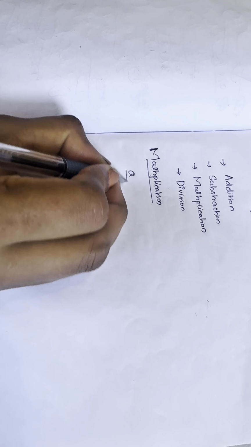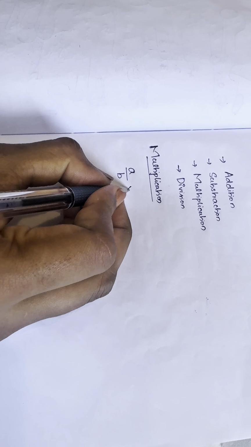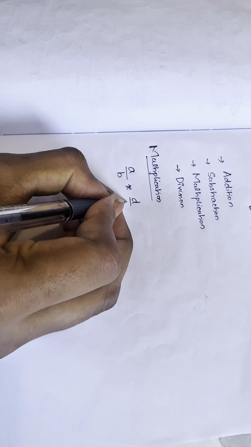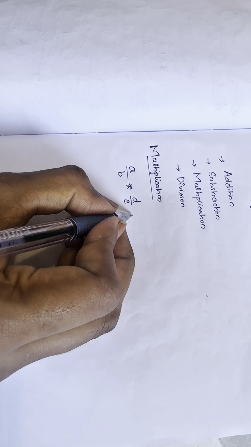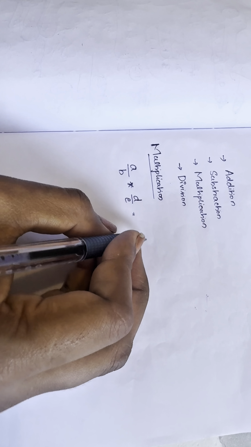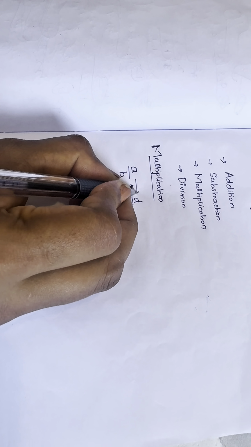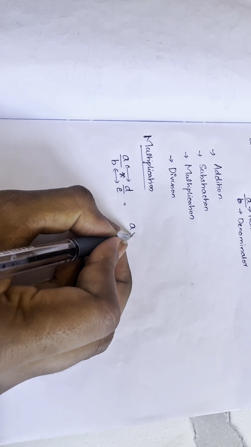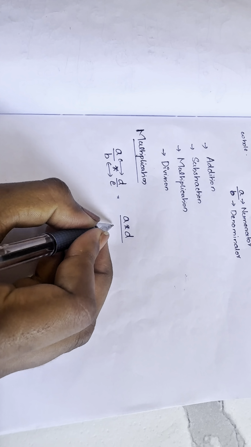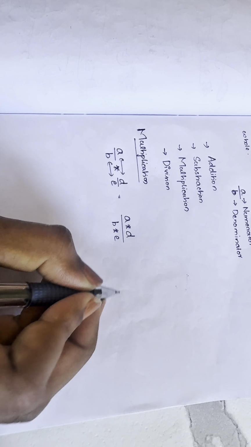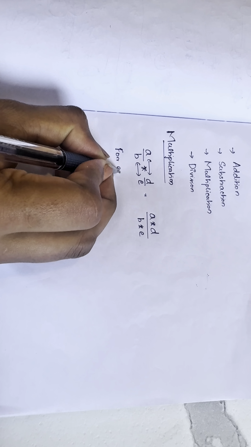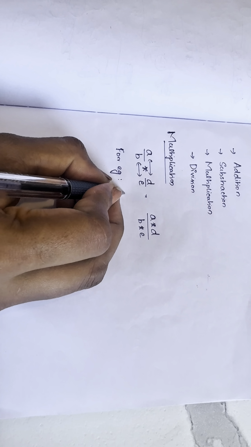We can take an example of a by b, or a over b, multiplied with d by e. Those are the two different fractions that we are taking, which is equal to, we can multiply the numerators together and multiply the denominators together, which will give you a multiplied by d divided by b multiplied by e. So we can do an example question for this one.